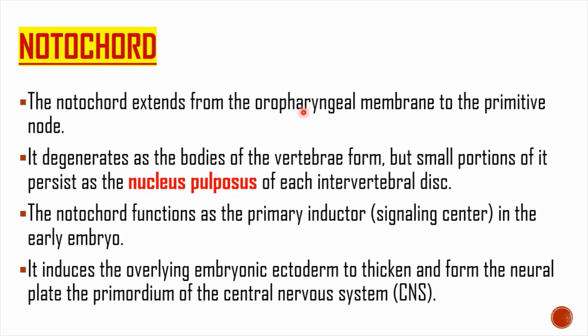Okay, so the notochord extends from the oropharyngeal membrane to the primitive node. It degenerates as the bodies of the vertebrae form from the somites, but small portions of it persist as the nucleus pulposus of each intervertebral disc. The notochord functions as the primary inductor or the signaling center in the early embryo. It induces the overlying embryonic ectoderm to thicken and form the neural plate, the primordium of the central nervous system. So the importance of the notochord is that it signals and induces the formation of the nervous system, the central nervous system, which is made up of the brain and the spinal cord.